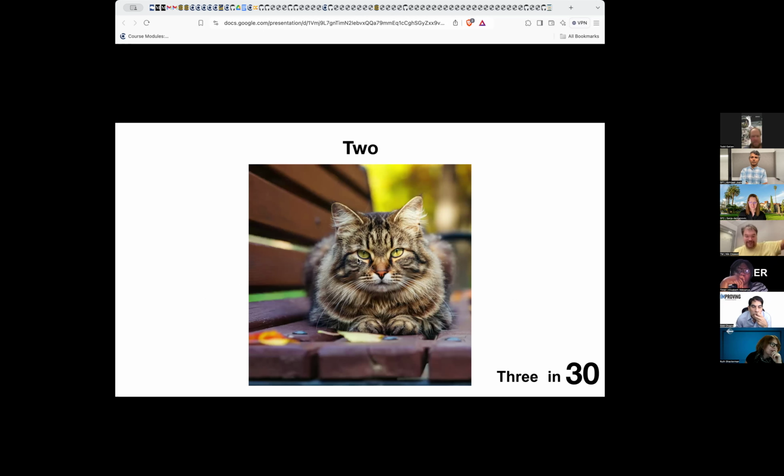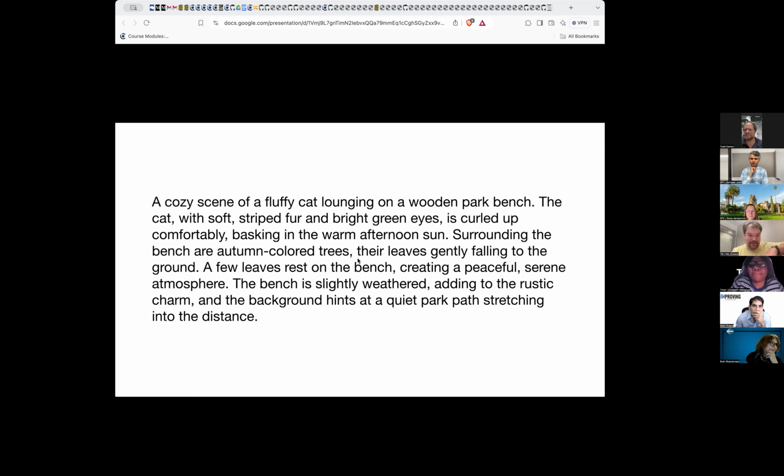Todd, ready? You have 30 seconds. Cat sitting on a bench, looking forward with a blurred image of the fall in its background. Also, looks like some candy wrappers on the bench. Thank you, Todd. And yeah, here's a prompt for future reference.